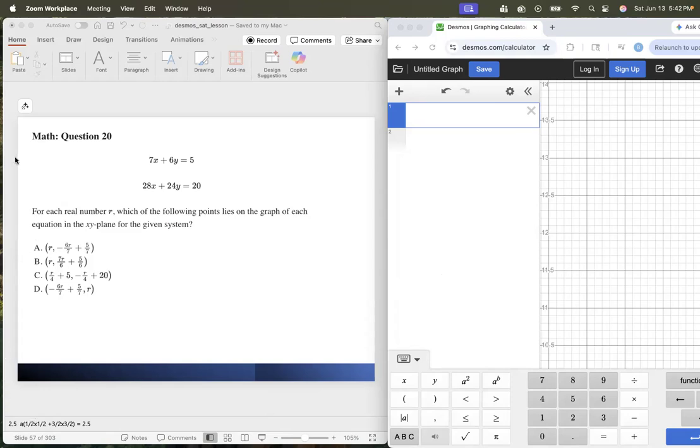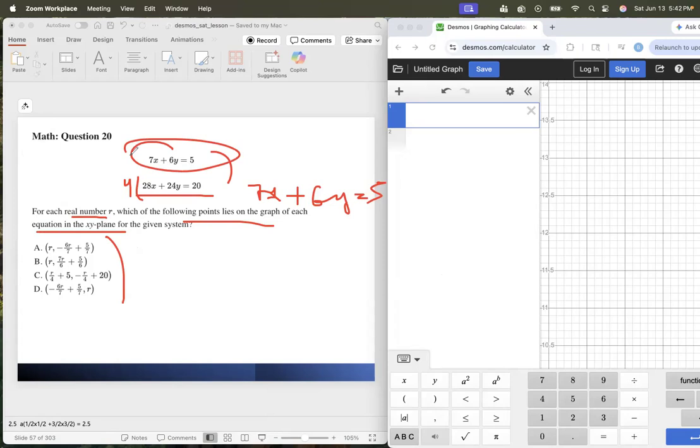They give you two systems of equations, this. And they say for each real number r, which of the following points lie on the equation? Well, look at the answer choices, a bunch of r constants. But if you look at the equation they've given you, 7x plus 6y plus 5 is the same as this. If you divide this by 4, this is going to give you 7x plus 6y plus 5. That means there's only one equation. This is the only equation.